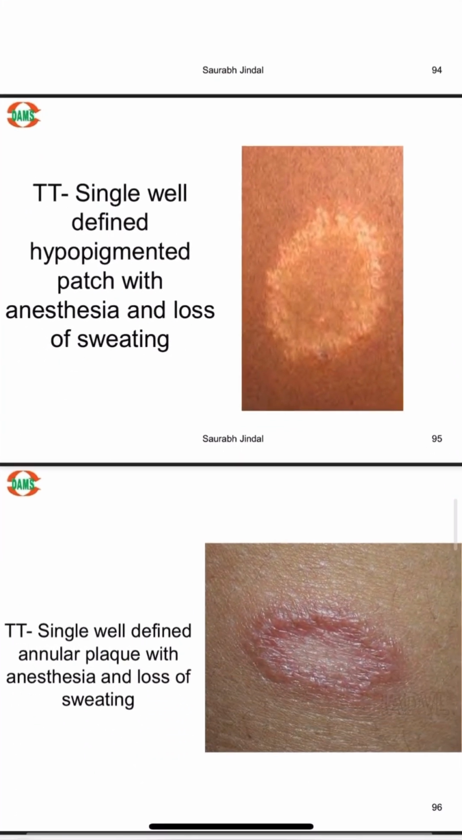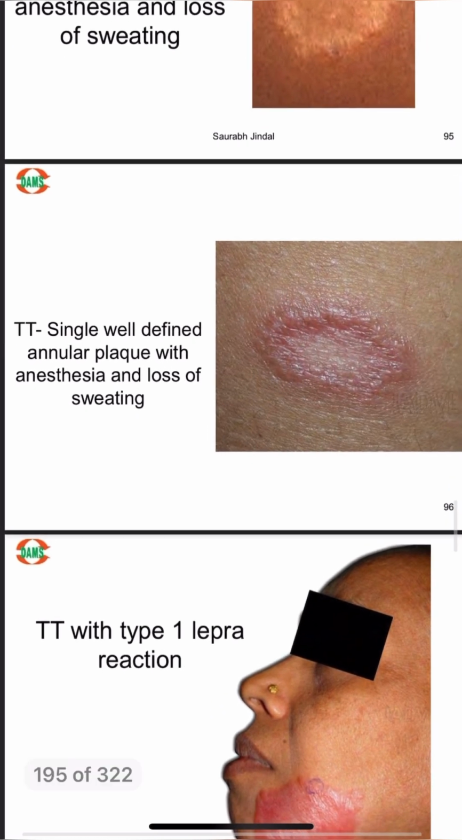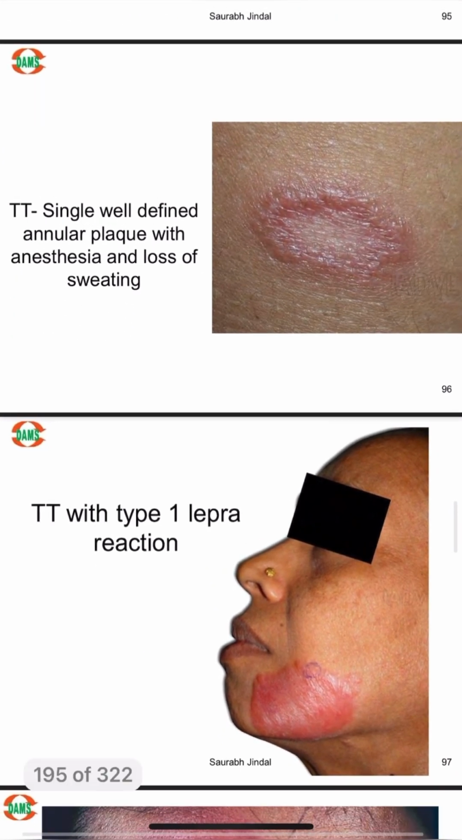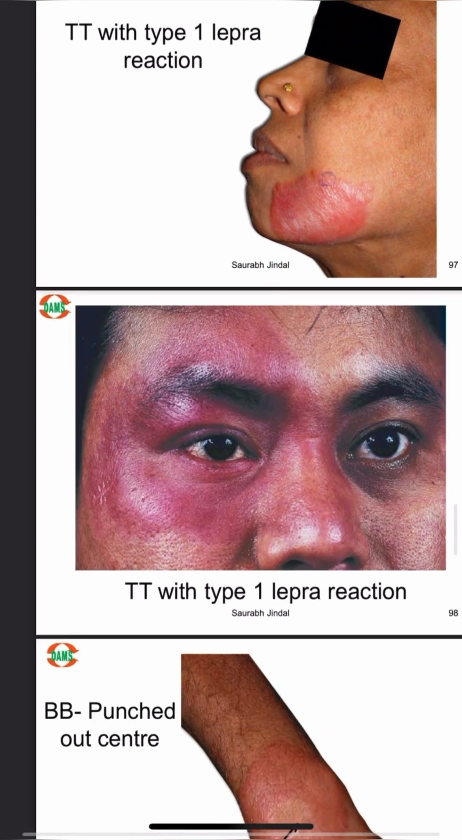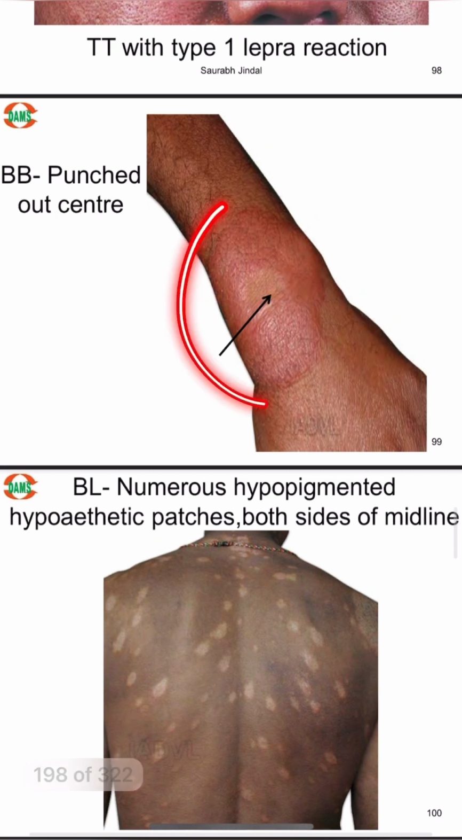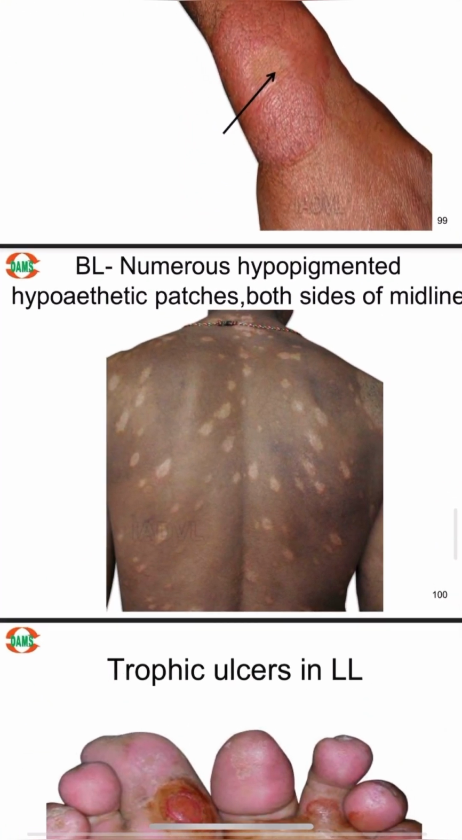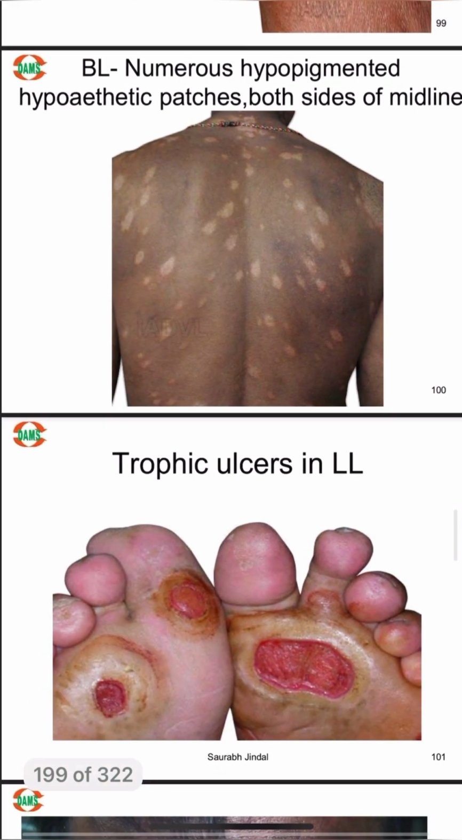Hansen's disease, which is leprosy. In tuberculoid type, single well-defined hypopigmented patch with anesthesia and loss of sweating is seen. Here, single well-defined annular plaque with anesthesia and loss of sweating with type 1 lepra reaction. In borderline type, punched out center is seen. Numerous hypopigmented, hypoesthetic patches on both sides of midline are seen.